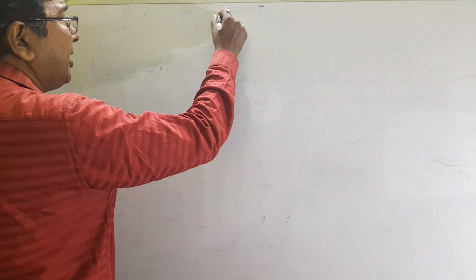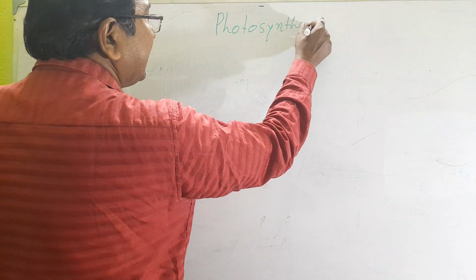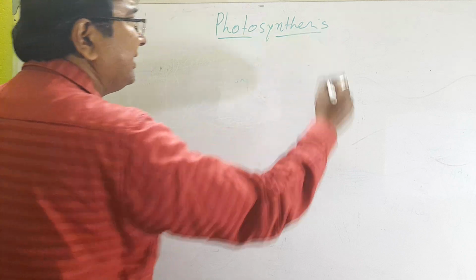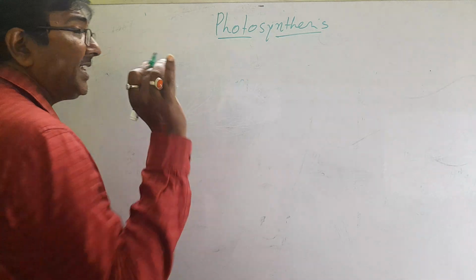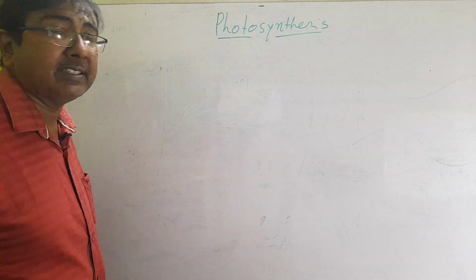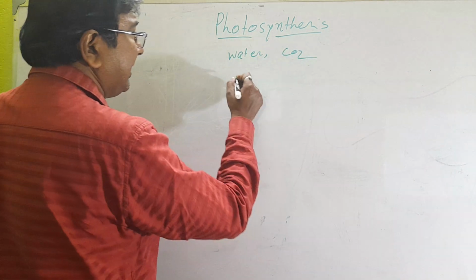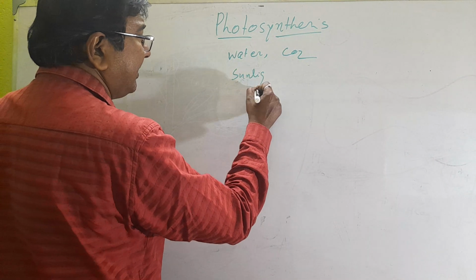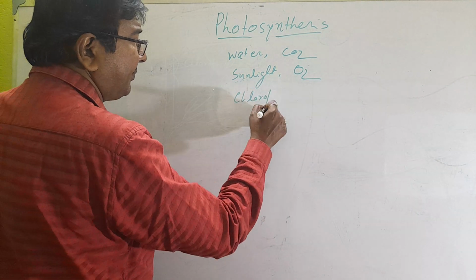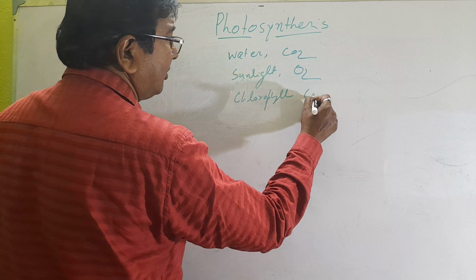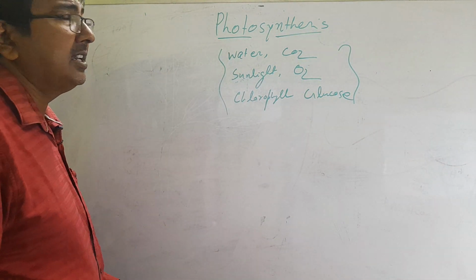First, you have to know what is photosynthesis. Photo means light, synthesis means production. So, first you have to know some keywords to define photosynthesis. What are the keywords? Water, carbon dioxide, sunlight, oxygen, chlorophyll and glucose. These are the keywords for defining photosynthesis.